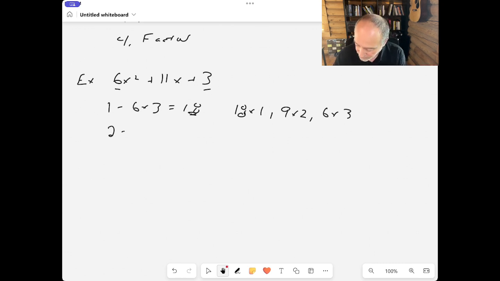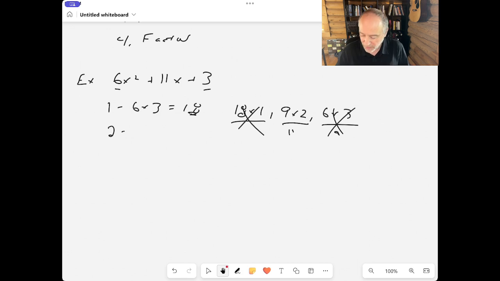Which two numbers that I can multiply to get 18 can I add to get 11? 18 plus 1 is 19. That isn't going to work. 9 plus 2 is 11. That one works. 6 plus 3 is 9, so that one doesn't work. So it's 9 plus 2.